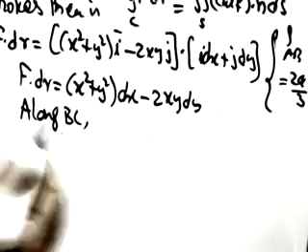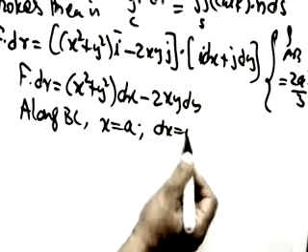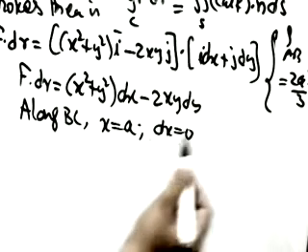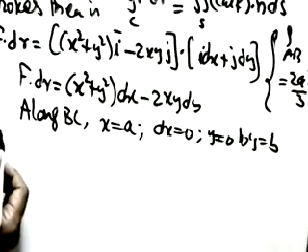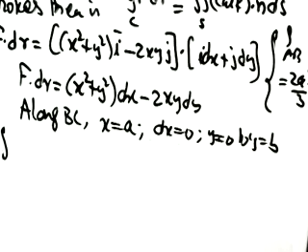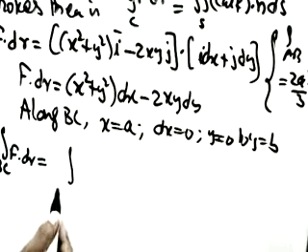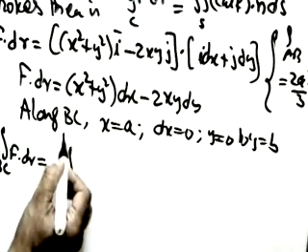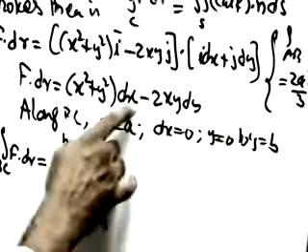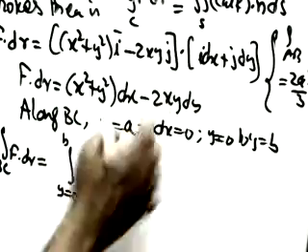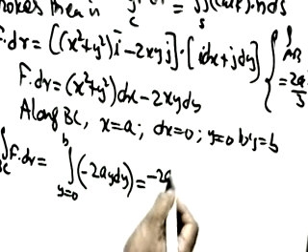So along BC, the equation is x equals a. Differentiating, dx equals 0, since the derivative of a constant is 0. Now y changes from 0 to b. The line integral along BC of F dot dr: in this, dx equals 0 makes that term 0, and in place of x we write a, so this will be minus 2ay dy.